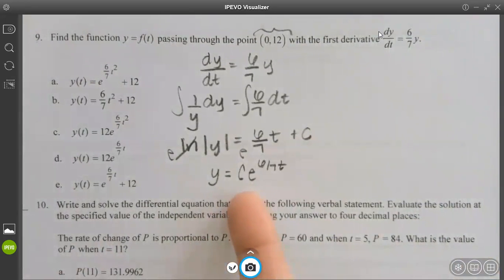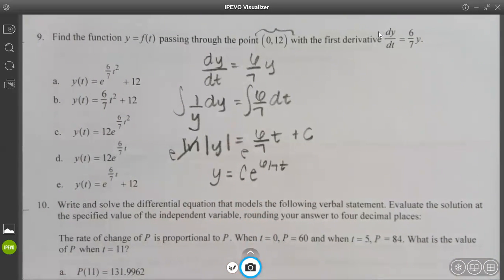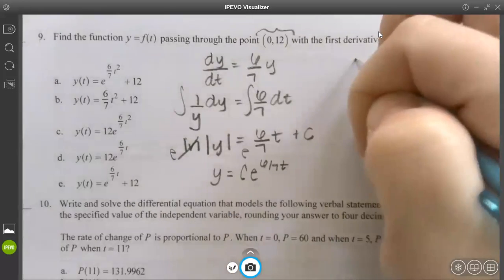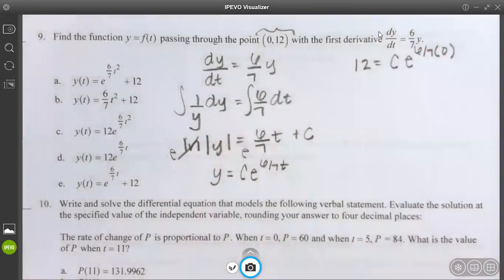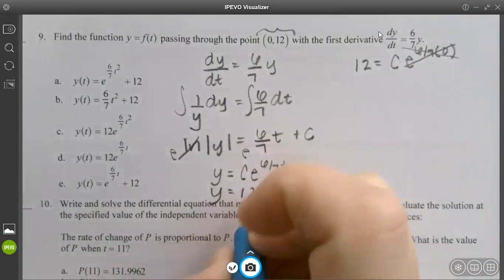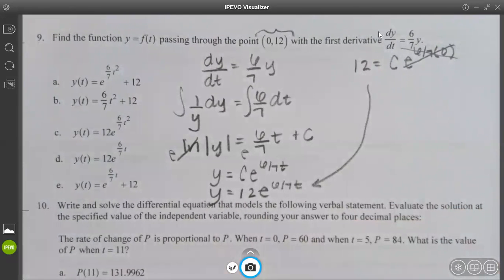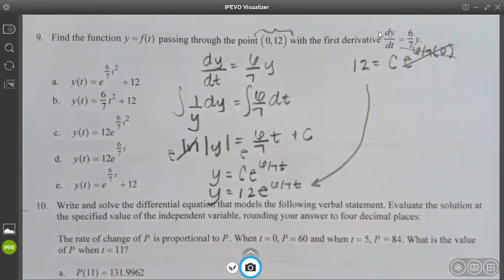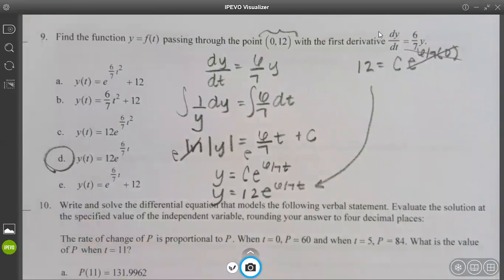All right, so this would be the general solution, but they give us that point so that we plug into x and y or t and y. What is your y value? And then your t is 0. What happens up there? So you're just left with what? 12e to the 6/7 t. Which one? Everybody good?